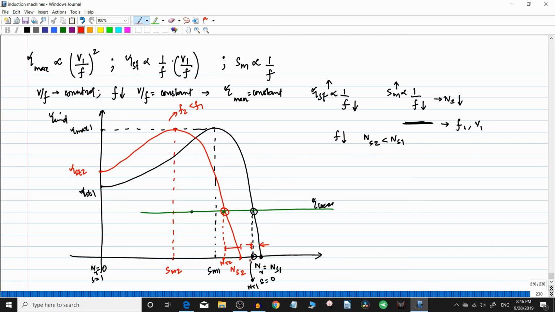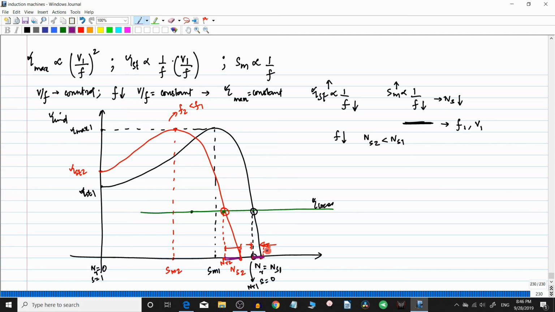NS1 minus NR1, that is NS1, which is this value, minus NR1, which is this value, will be equal to NS2 minus NR2. Graphically, it might not look very equal because we are not using a scale. But anyway, I think it is almost close here. So this value, I'll put in a violet color, will be equal to this value.